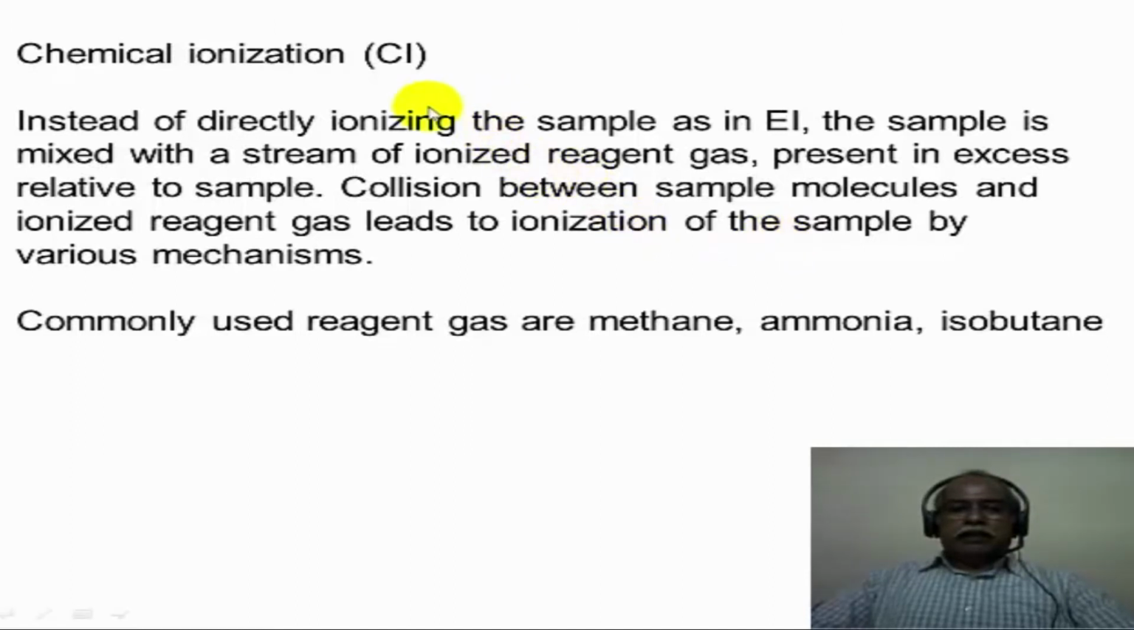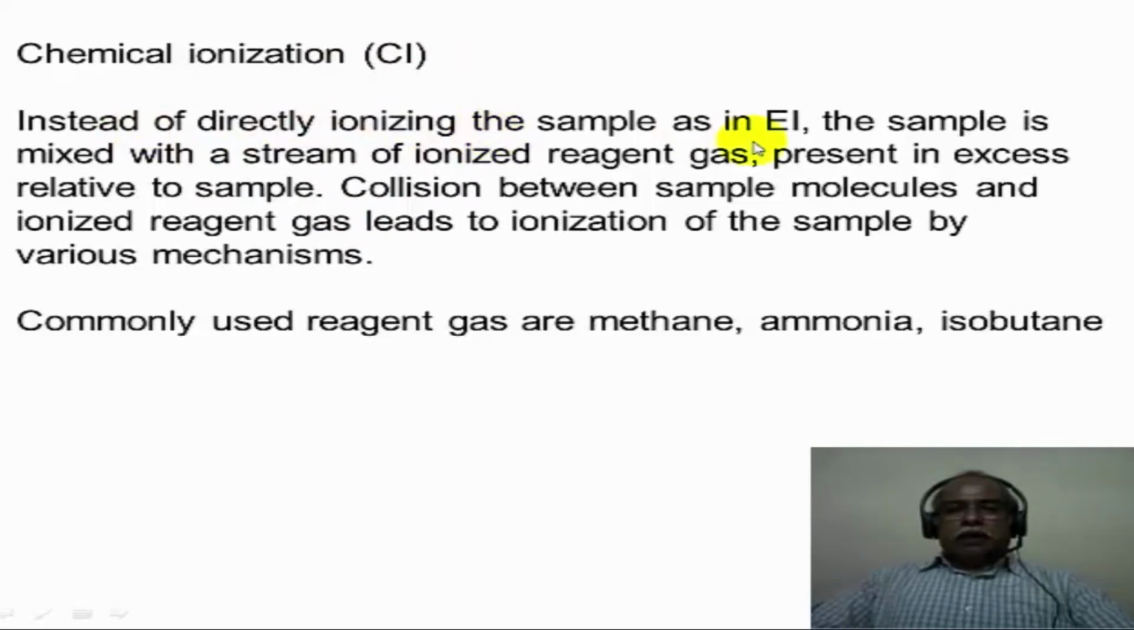Now let us come to the chemical ionization process. This is, relatively speaking, a softer ionization technique. In case the electron impact ionization mass spectrum does not give the molecular ion peak, one can rely on chemical ionization mass spectrometry to detect the molecular ion peak. How does it work? It is fairly simple.